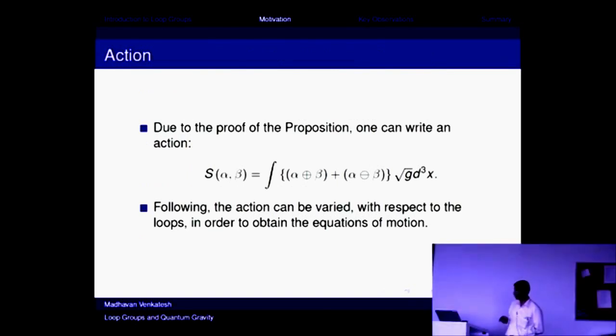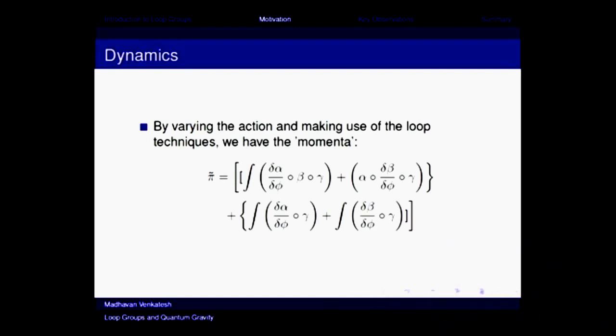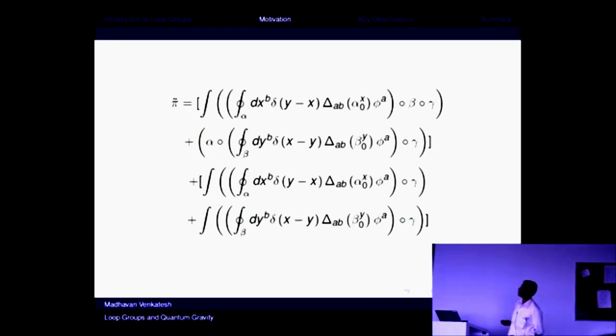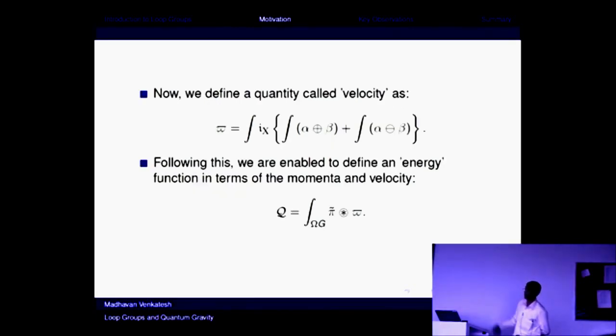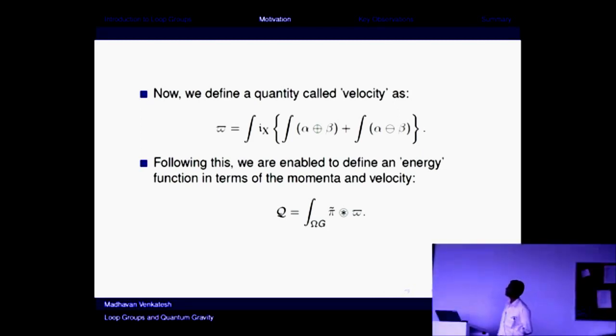So following this we vary that kind of action to obtain the equations of motion here, and we derive what I call the momenta. So that's written like this. We have a calculation for this, expanding in terms of the loop derivatives that I had shown previously. That is this. Okay, now we define another quantity which I call velocity as the following. The I_X is the interior product, and with this we define another quantity which we like to call energy as a total product between these two.